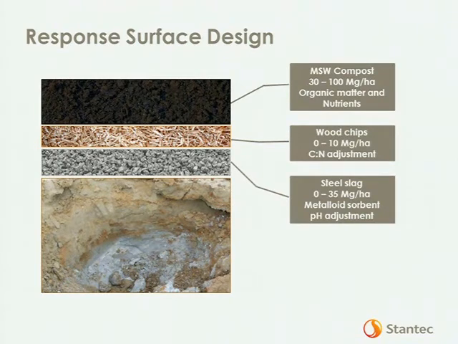The operational parameters that we set were 30 to 100 megagrams, or metric tons, per hectare, and that was our organic matter and nutrient source. We added 0 to 10 tons per hectare of wood chips, and that's just to offset the high nitrogen content of the compost. And steel slag, we added 0 to 35 tons per hectare to sorb the metalloids, and also as a pH adjustment to raise the pH into the above 5.5 range for optimum plant growth.